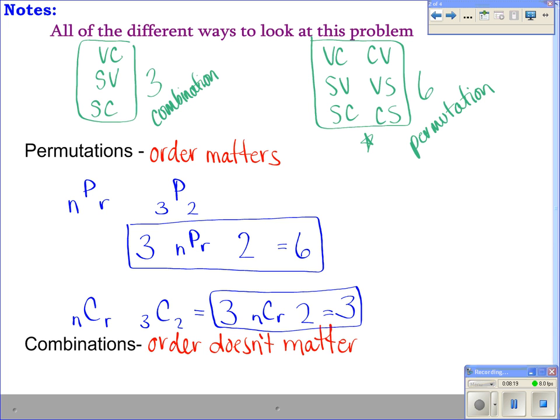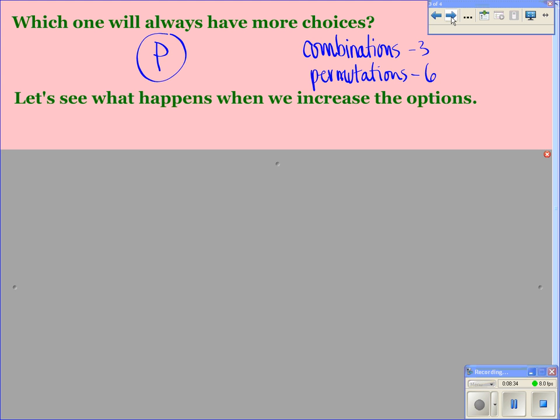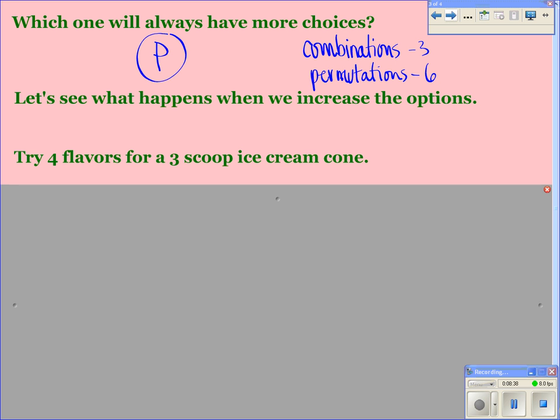But just so you know, as soon as you figure out which one it is, permutation or combination, you're literally just putting the 2 numbers in your calculator and it will tell you the answer, instead of writing out all of these different options like you did with chocolate and vanilla and strawberry. So going back to here, let's figure out what happens when we increase the options.